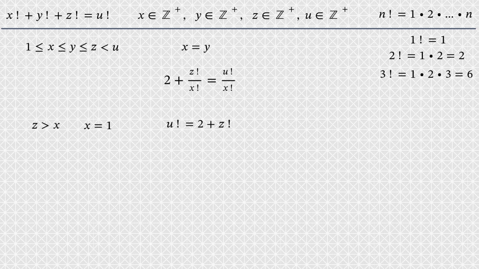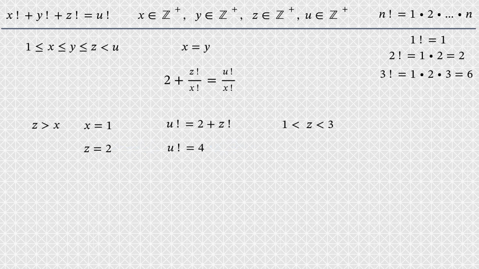We can notice that if z is 3 or more, then u is also no less than 3. In fact, u is even greater than 3, but it doesn't matter much. What really matters is that in this case, both z factorial and u factorial are divisible by 3, while 2 isn't. This means that z must be less than 3, and since z is more than x, which is 1, z is greater than 1. The inequality for z shows that z can be only 2. Substituting 2 for z into the equation gives u factorial equals 4.